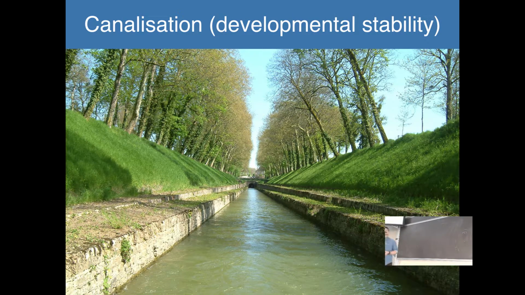The final way that you can have variation, but no change in function, is via this process that's called canalisation, which you can think of as being developmental stability. And this canalisation is literally from the word canal. You know, you're constraining where water can go by channeling it through a canal.